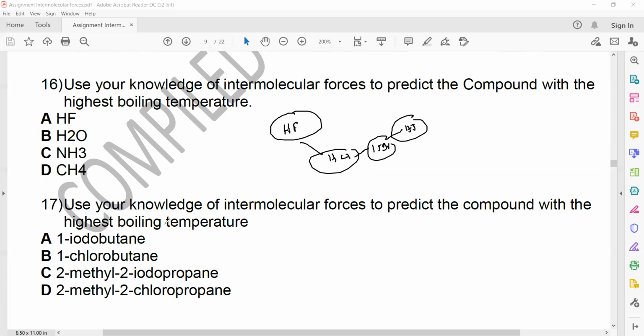Same thing, if we have iodobutane and chlorobutane, or iodopropane, but they have branches, so branched ones cannot have the highest. When we check these two, iodobutane will have the higher boiling point. Why? Because it will have more dipole-induced dipole forces. There are dipole-dipole forces as the bonds are polar, but the number of electrons is greater in hydrogen iodide compared to hydrogen chloride. That's why it will have the highest boiling point in comparison.